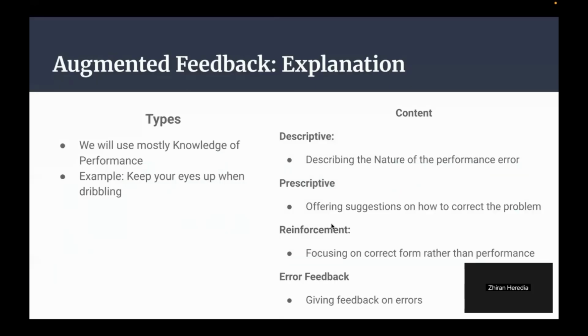Next, for the explanation of augmented feedback, we have 4 different types. First one is going to be our descriptive feedback, which is describing the nature of the performance error. Then we have prescriptive, which is offering suggestions on how to correct the problem itself. Then reinforcement, which is focusing on correct form rather than the performance itself. And error feedback, well, self-explanatory, giving feedback on errors happening within that skill.